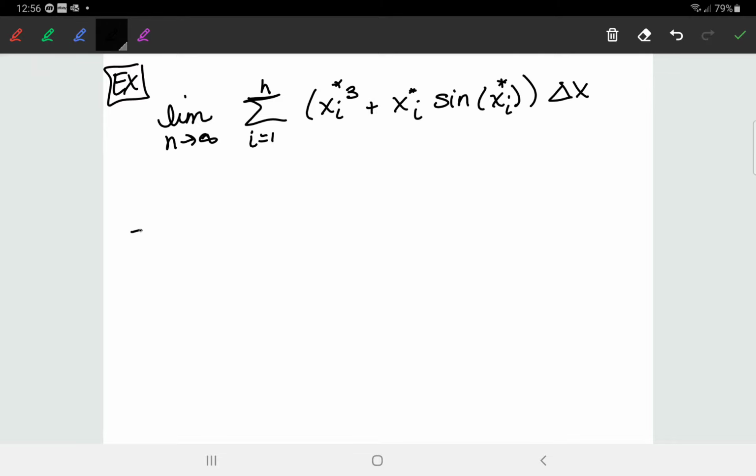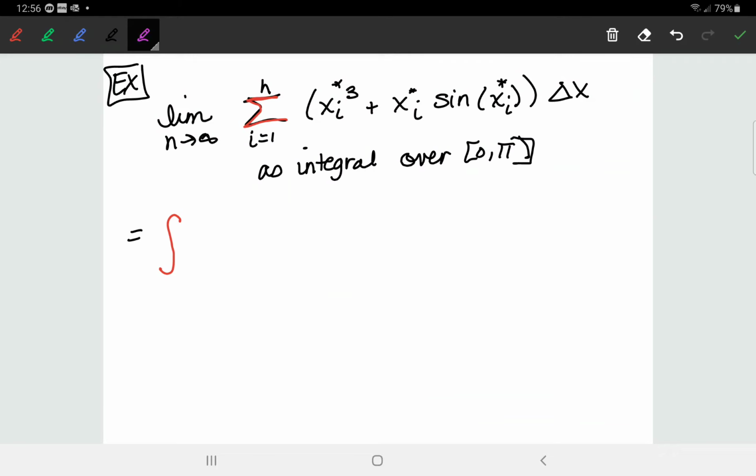So by definition, this will be the definite integral. Here's the sum. The sum turns into the integral sign. Oh, they have to tell us, we need a little bit more for this example. We want to write this as an integral over 0 to pi, inclusive. So now this 0 to pi, these are our bounds of integration, so I write them here, 0 to pi. The function comes from here.